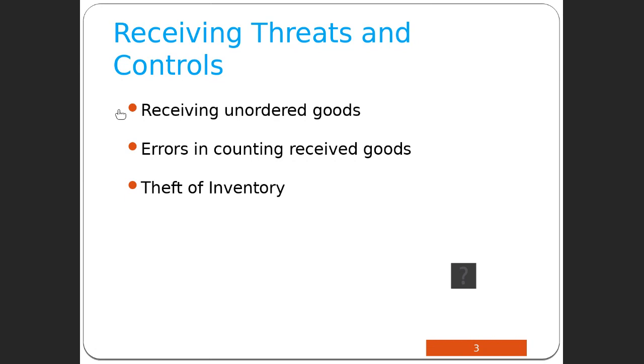So if you ordered only computers and they bring computers and tablets and phones, well, the tablets and phones you did not order, so you don't have to accept them, right? Receiving unordered goods could cost you money in storing them and then later on returning them if you don't need them. And also the vendor might bill you for them, so you don't want to receive those items that you did not order. Errors in counting received goods.